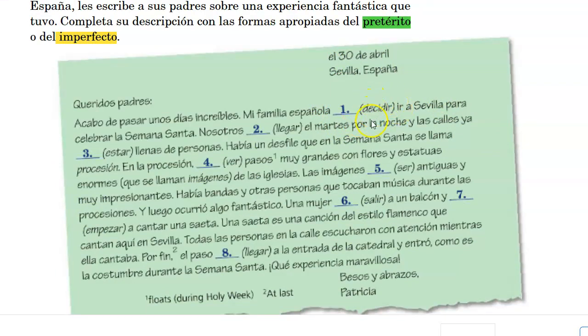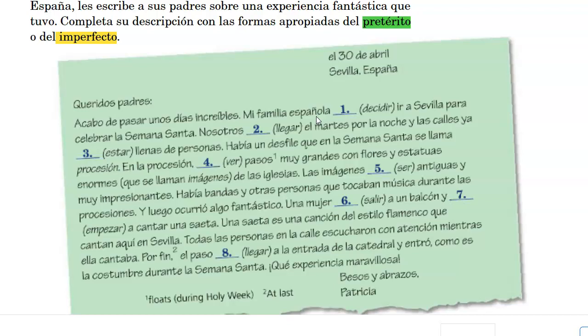So, number 1, decidir, in the preterite, according to our subject, mi familia española decidió ir a Sevilla para celebrar la Semana Santa. Nosotros llegar el martes por la noche y las calles ya estar llenas de personas. So we arrived Tuesday night, and the streets were already full of people.